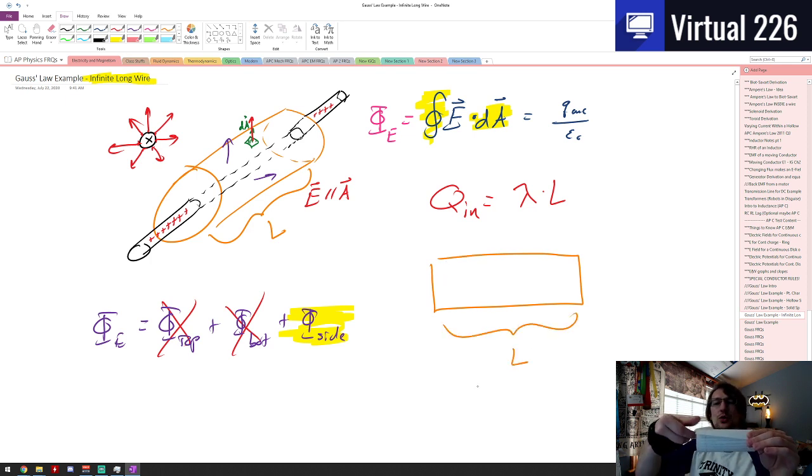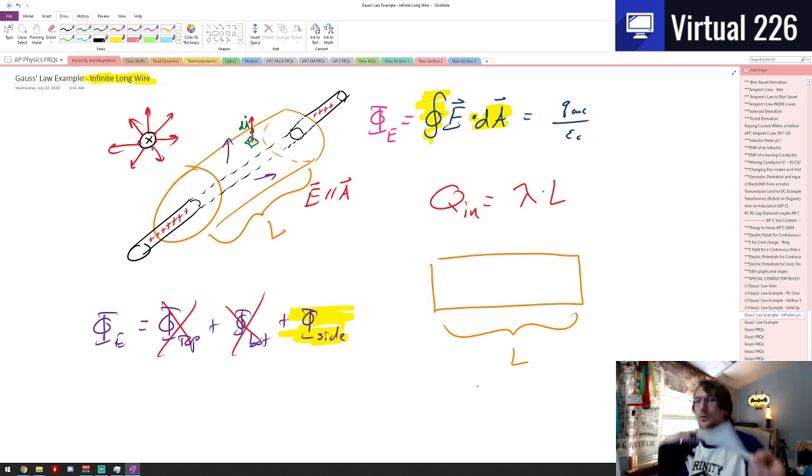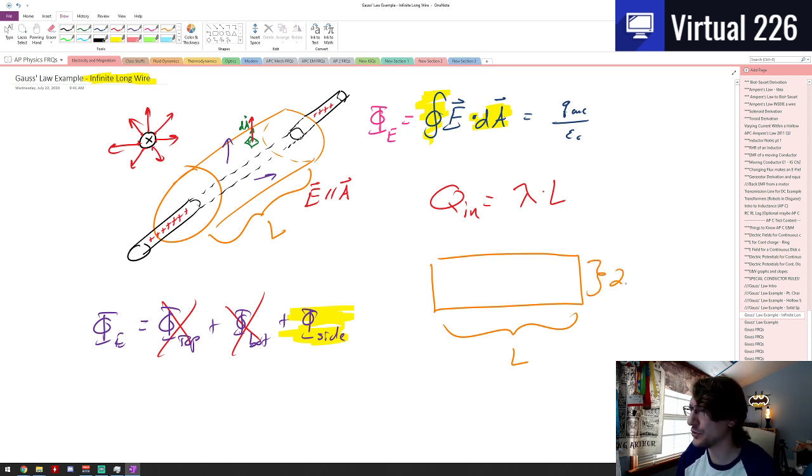If I unroll it, this was L, there's also a length here. Well, what's this length? Well, that length made a circle. What's the length of a circle? Or a better way to say that is, what's the circumference of a circle? When we unroll it, we see that this other edge here is going to be 2 pi r.